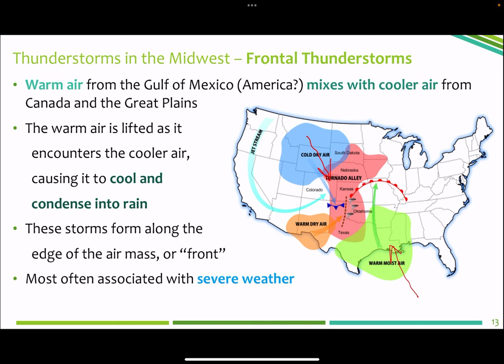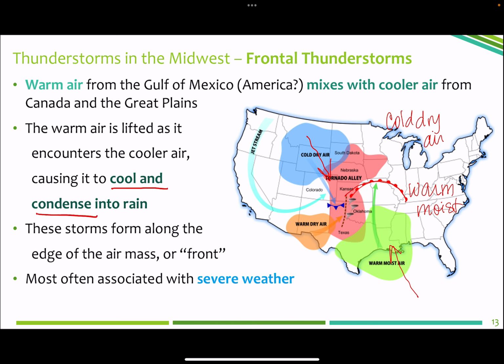Now, these two patterns come together because of jet streams, which are air streams around the planet, circular air streams that follow specific patterns. We are not going to go into jet streams here, but just keep in mind that they do exist and that this is the driving force for these frontal thunderstorms. So what happens here is that the warm, moist air from the Gulf moves north and it collides with that cool or cold, dry air from Canada. And when that happens, that warm, moist air is going to condense and it's going to cool.